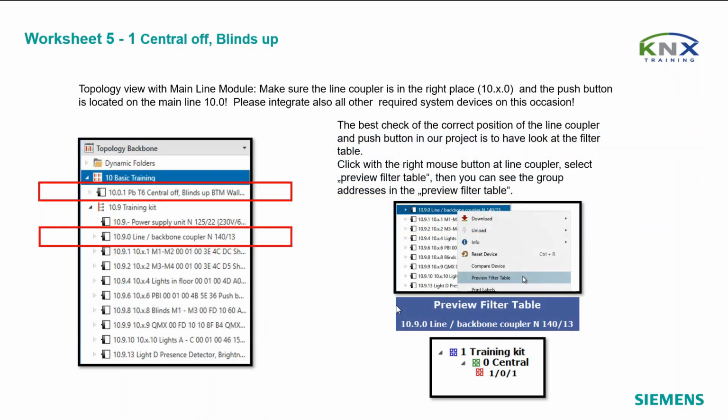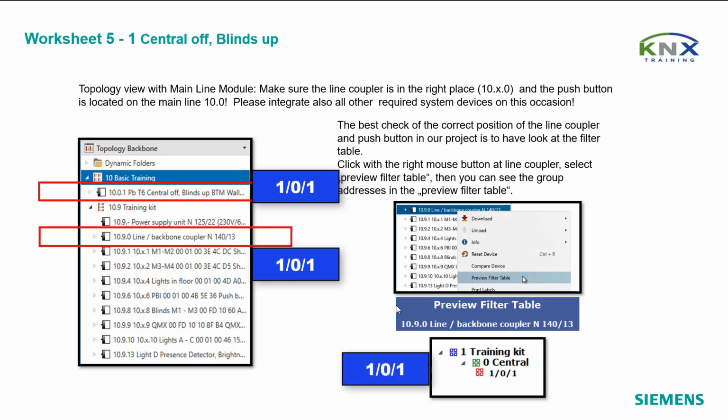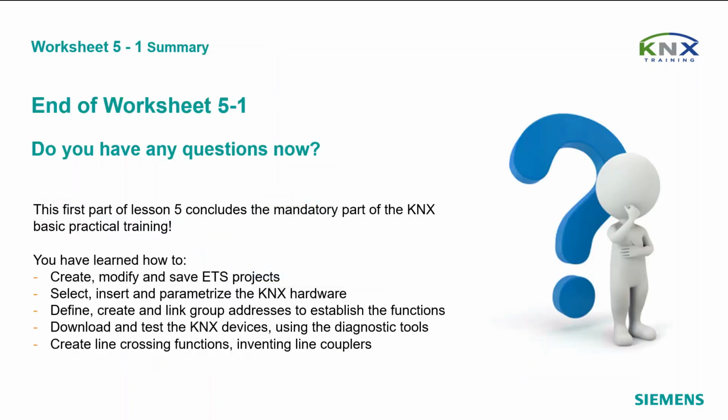The best check of the correct position of the line coupler and push button in our project is to have a look at the filter table. Click with the right mouse button at the line coupler. Select Preview Filter Table, then you can see the group addresses in the Preview Filter Table. The filter table will show group addresses only if they have links to communication objects on either side of the line coupler. End of worksheet 5-1.